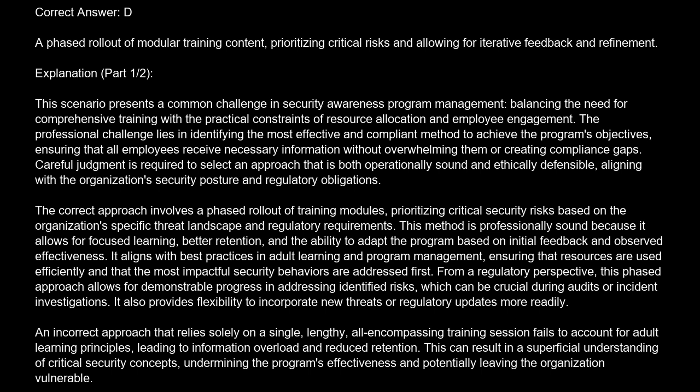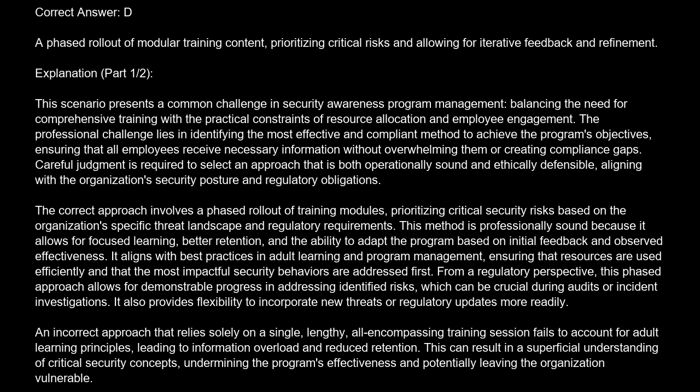The correct approach involves a phased rollout of training modules, prioritizing critical security risks based on the organization's specific threat landscape and regulatory requirements. This method is professionally sound because it allows for focused learning, better retention, and the ability to adapt the program based on initial feedback and observed effectiveness. It aligns with best practices in adult learning and program management, ensuring that resources are used efficiently and that the most impactful security behaviors are addressed first.